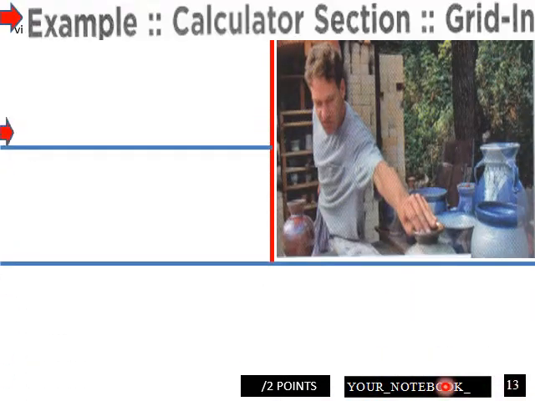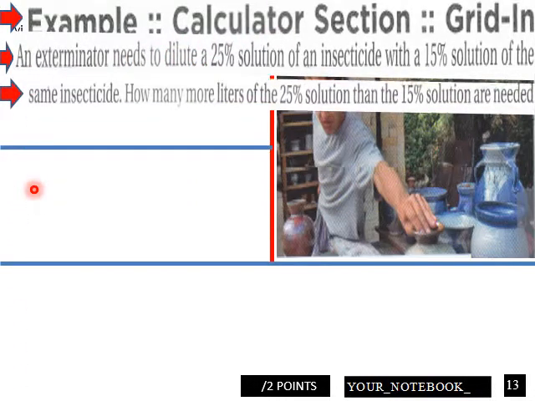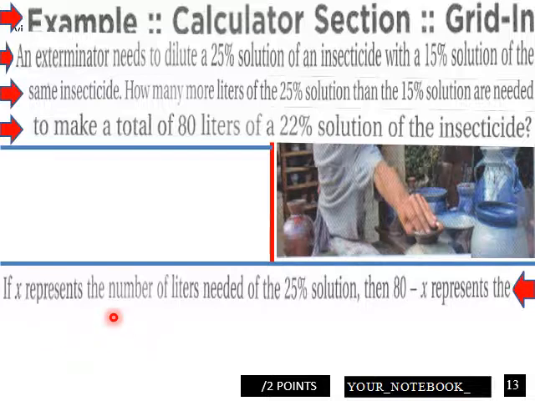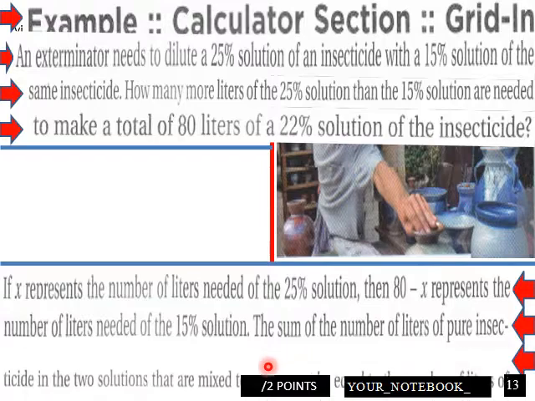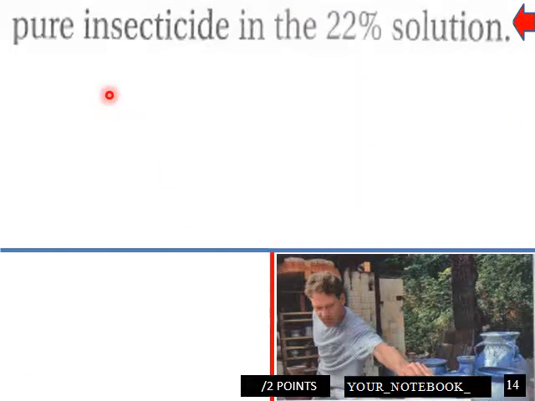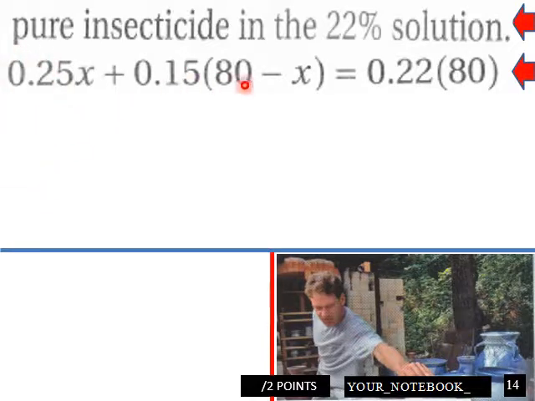Page 13. On our strategies here, exterminator, this is a calc section. It's a dilution problem here. To make 80 liters of 22% solution, how do we do that? If x is the number of liters of the 25% solution, then 80 minus x represents the number of liters needed of the 15% solution. The sum of the number of liters of pure insecticide that are mixed together must be equal to liters of pure insecticide in the 22% solution. So we have this set up here.